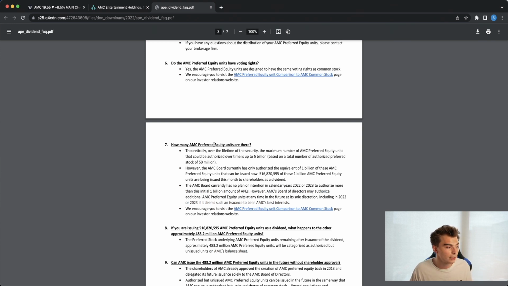516 million of these 1 billion units will be issued this month to shareholders as a dividend. So there's about 484 million APE units that can then be further issued after next Monday.